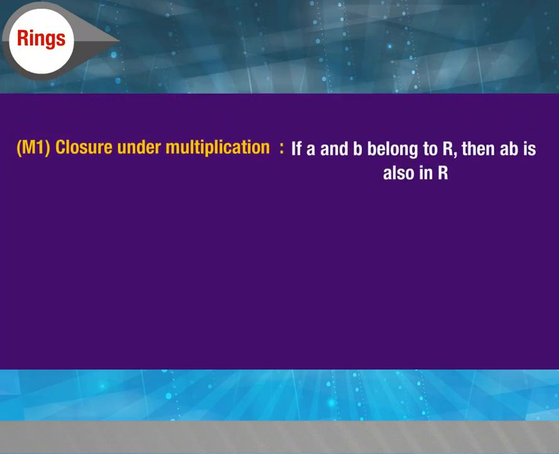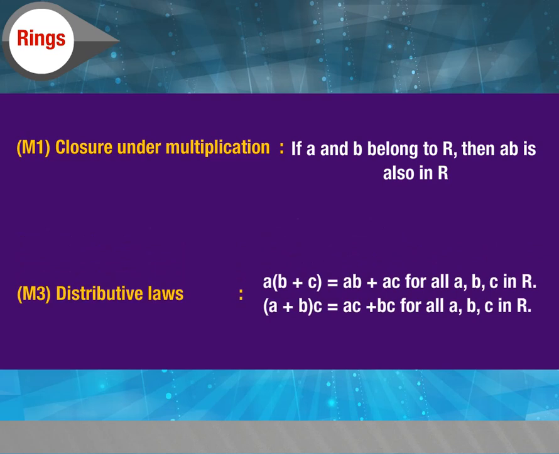M1. Closure under multiplication. If A and B belong to R, then AB is also in R. M2. Associativity of multiplication. A into BC is equal to AB into C for all A, B, C in R. M3. Distributive laws. A into B plus C is equal to AB plus AC for all A, B, C in R. A plus B into C is equal to AC plus BC for all A, B, C in R.